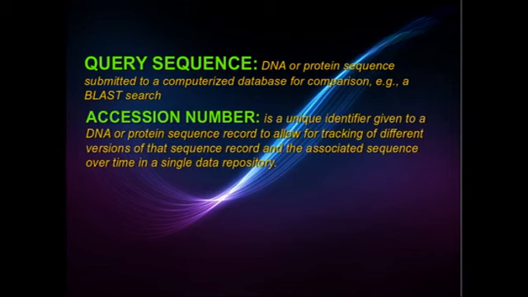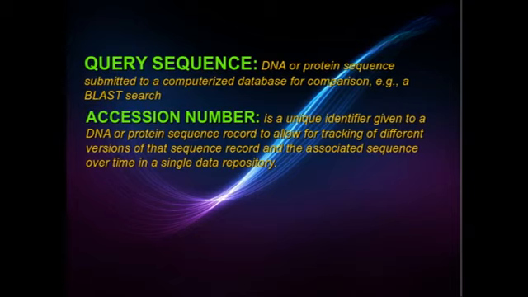So we have our accession number. An accession number is a unique identifier given to a DNA or protein sequence record to allow for tracking of different versions of that sequence record and the associated sequence over time in a single data repository.